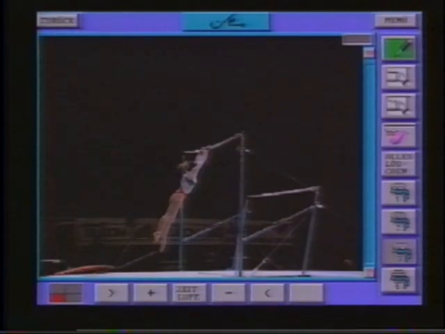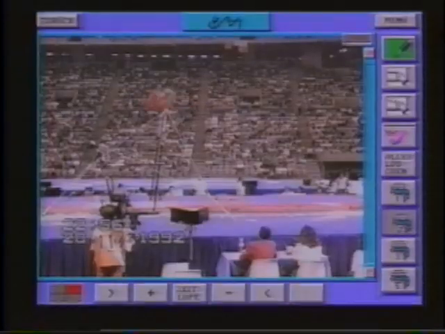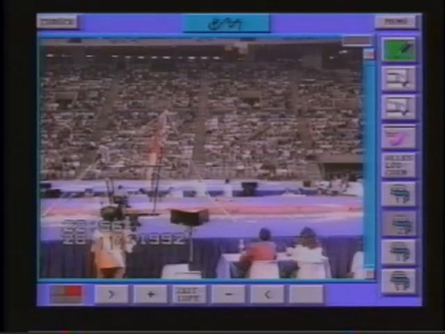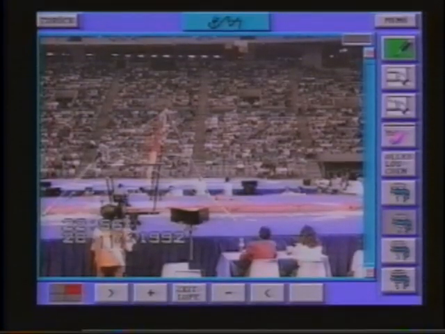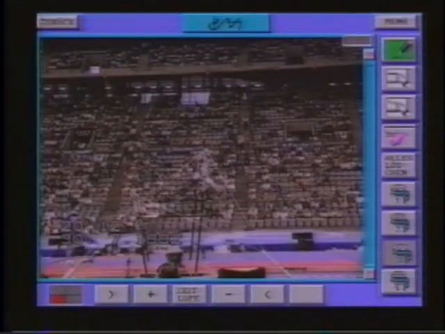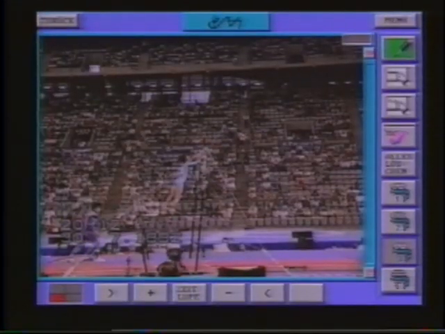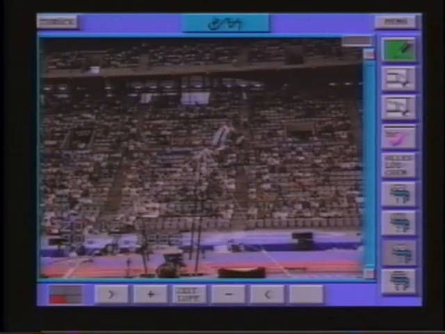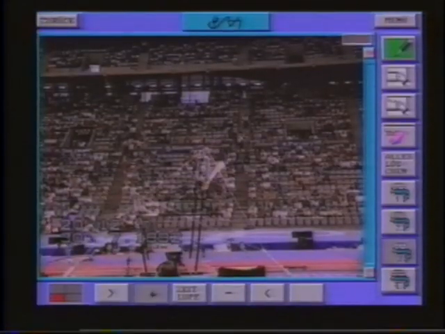Lily piked, D, no deduction. Lily straddled, D. Deduction for lack of flight height up to 0.1. Counter Kim, E. Deduction for form faults of the legs, minus 0.05.